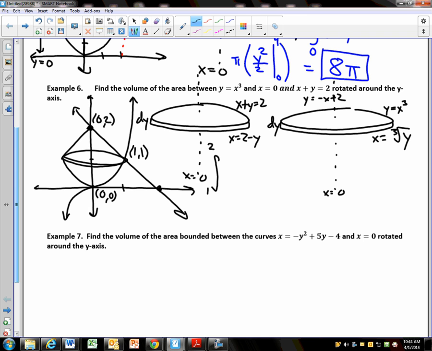Oh boy. We've got to figure out the area of this guy yet. We haven't done that. Area is equal to pi times your radius squared. So pi times this thing squared, 4 minus 4y plus y squared dy.